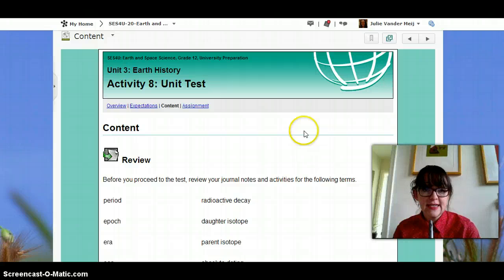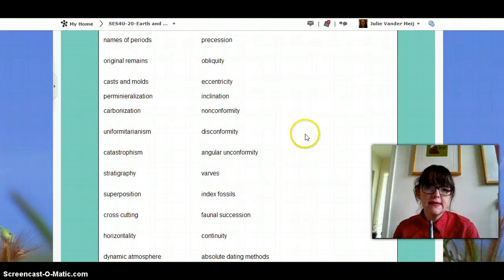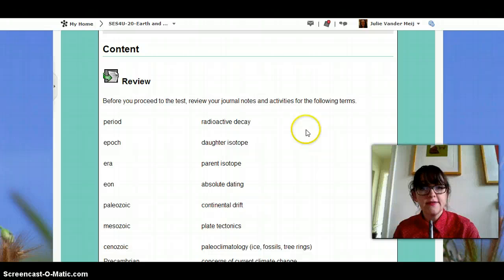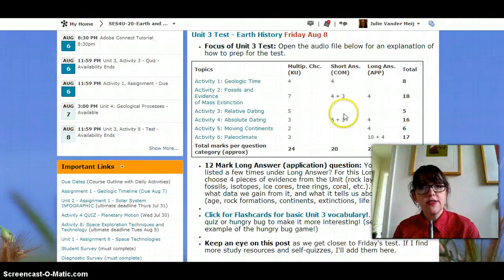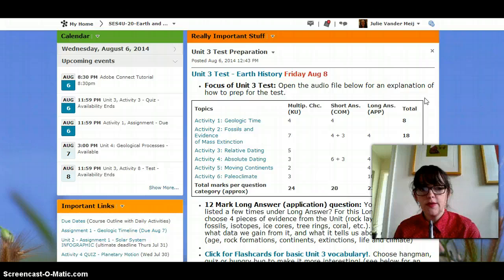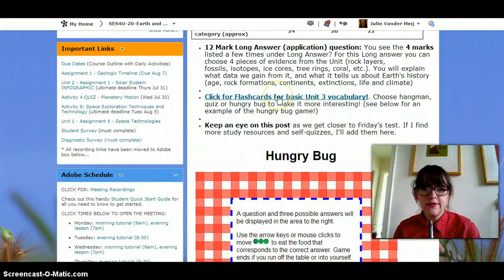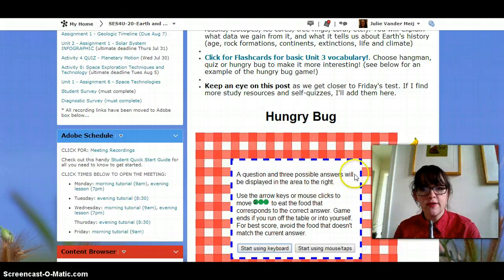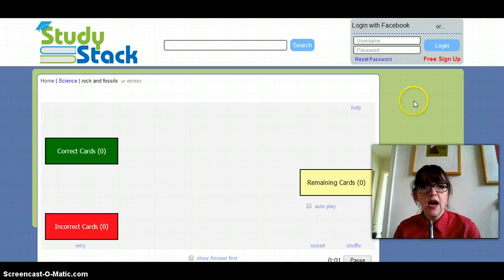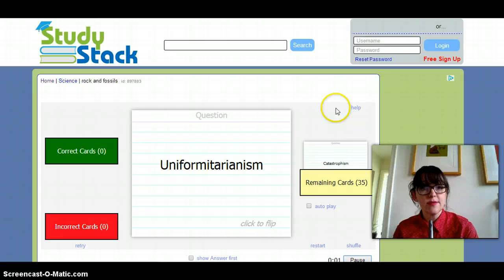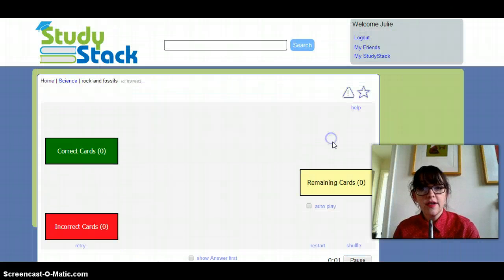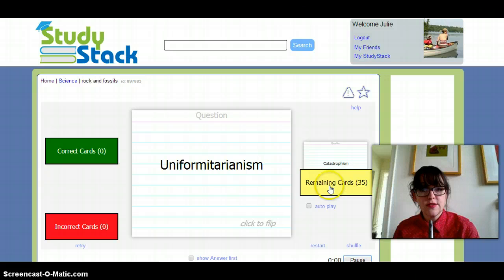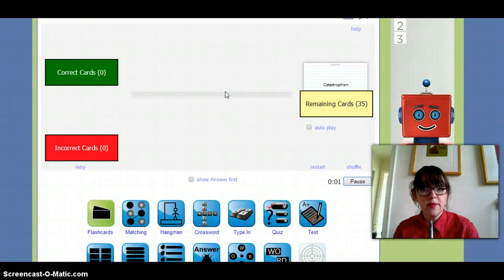Lastly, you're going to want to look at the unit test page itself, which gives you a nice list of terms. Make sure you know how to define all of these terms. But going back to our unit test overview in the news, there's one little link to a flashcard set. You can see a Hungry-Bug version of this below. If you go into StudyStack, I just searched geologic history and found this stack, which has a lot of terms from our unit. You can click through the cards and use them to quiz yourself: you click on the topic and then flip it by clicking it.